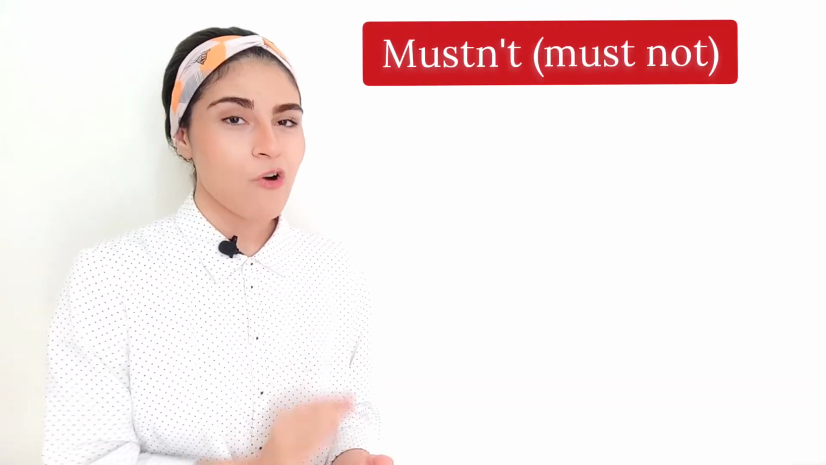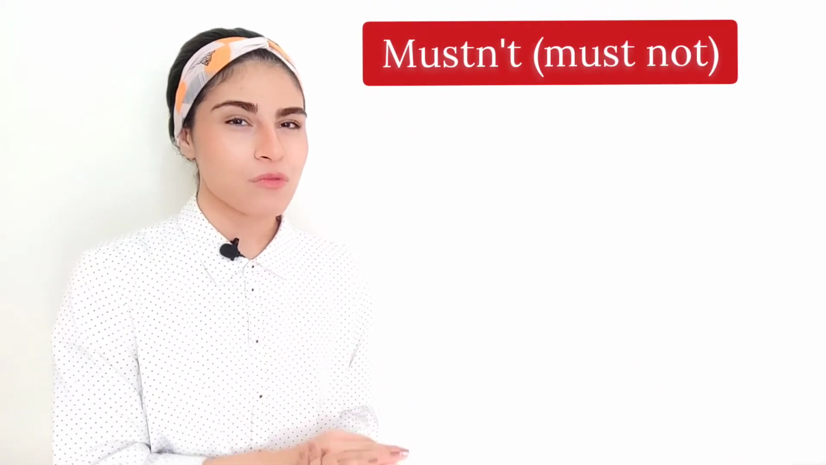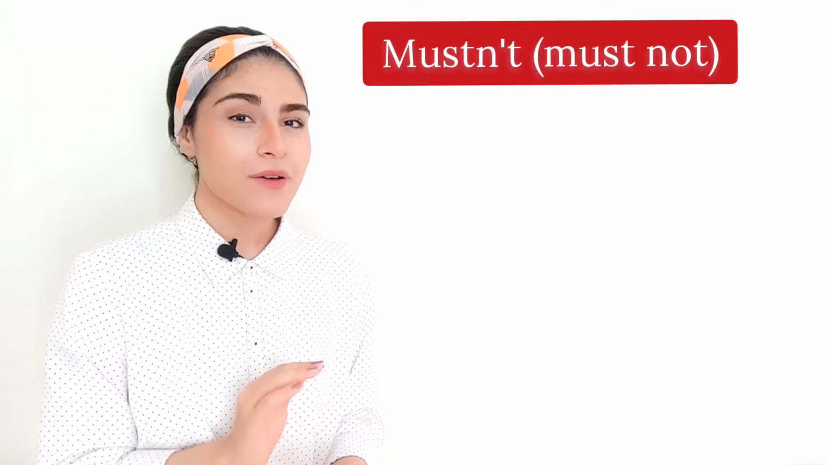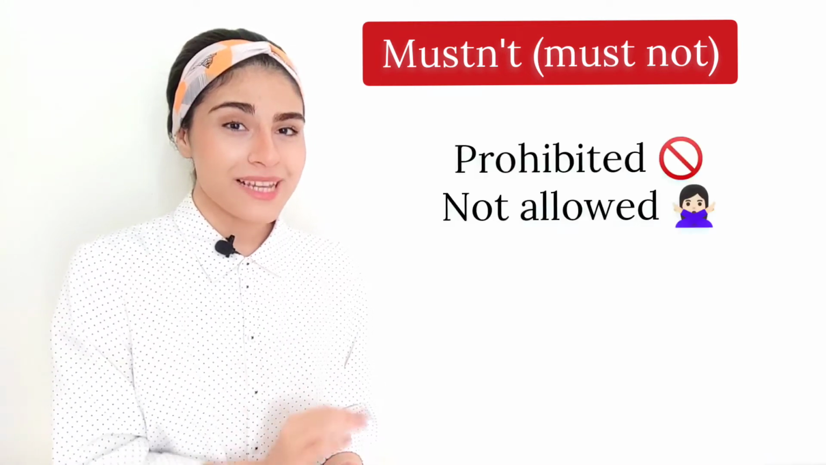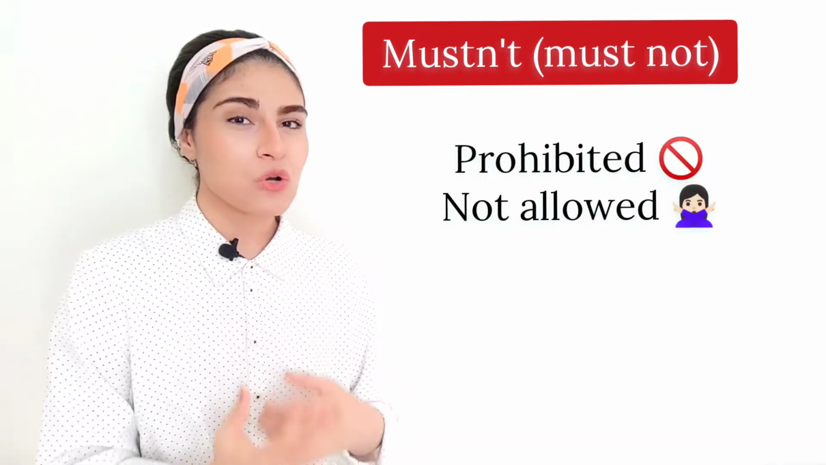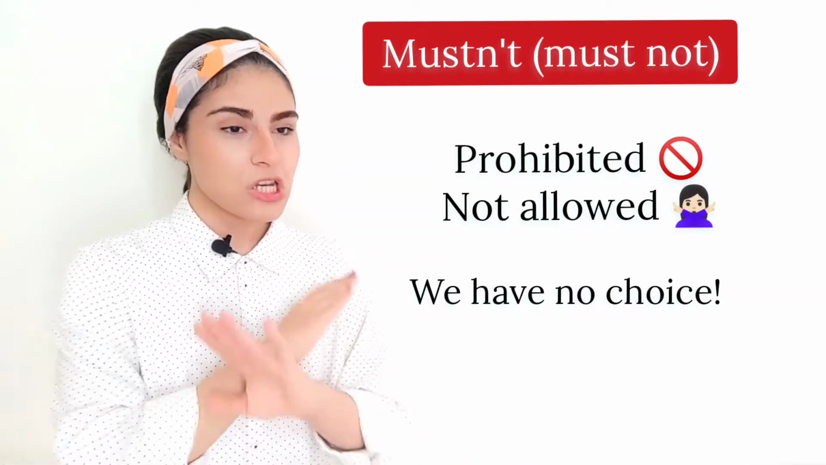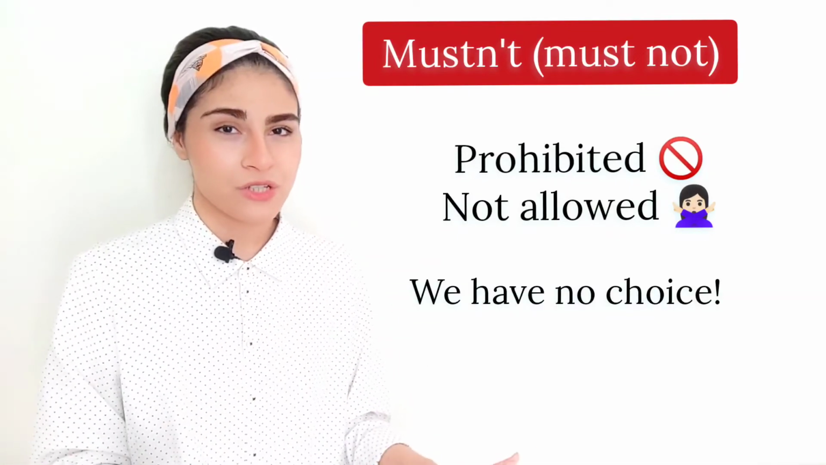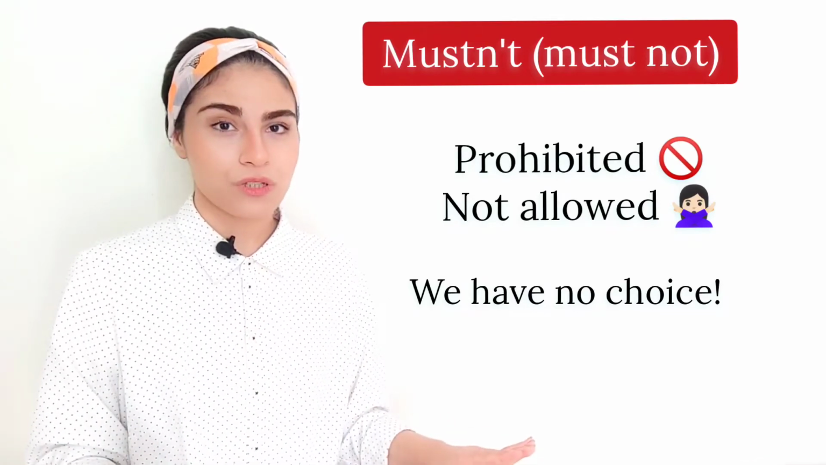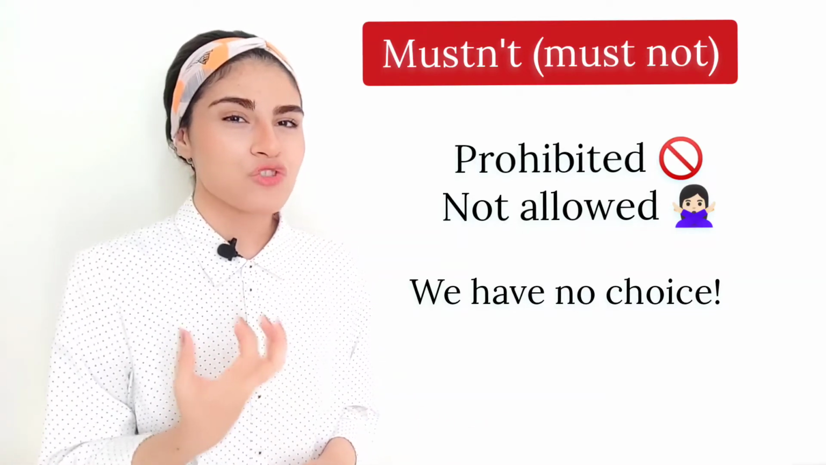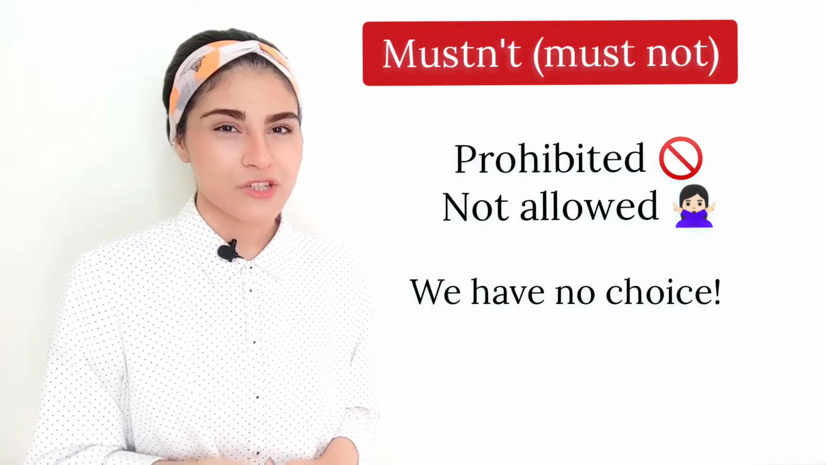We use must not or mustn't, the negative form of must, to talk about things that are prohibited. We are not allowed to do them. Like we have no choice, not at all. So it's a very strong negative obligation.